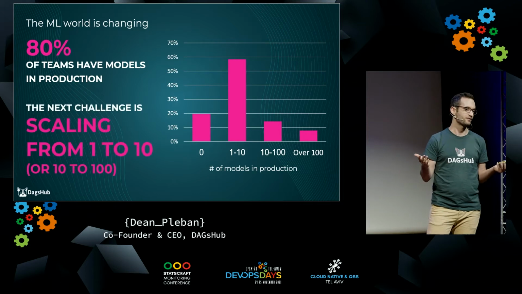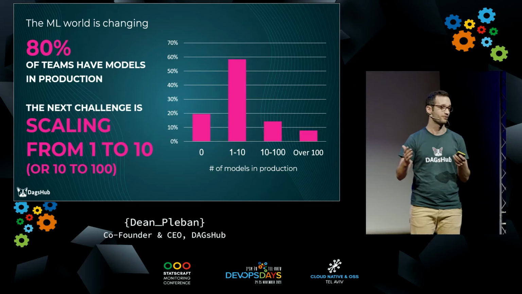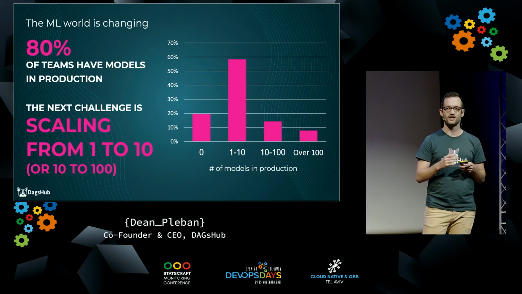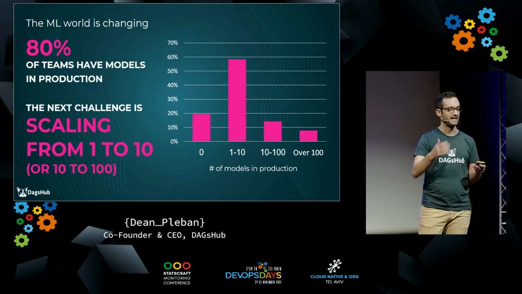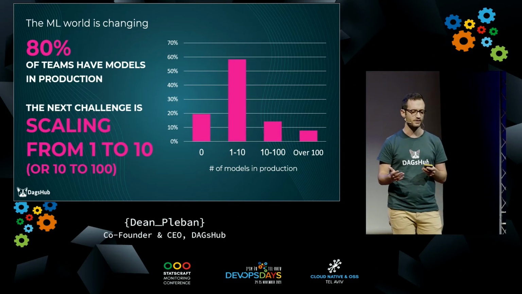And they are sort of facing the next challenge, which is scaling from 1 to 10, 10 to 100, or in general, 1 to many. And so for that purpose, they are looking for workflows that can tie everything together and a stack that they can use to actually get them past that point.